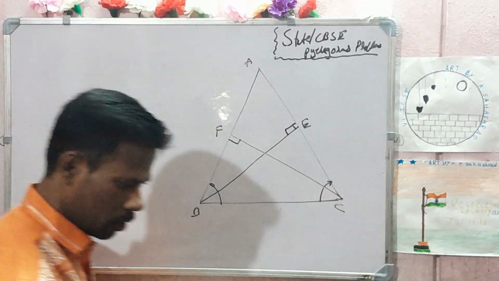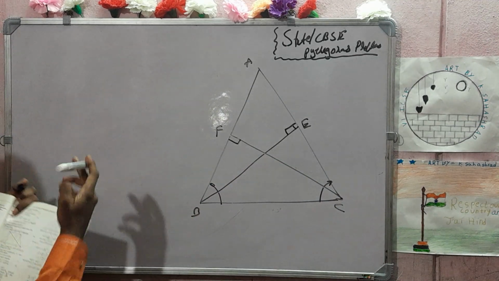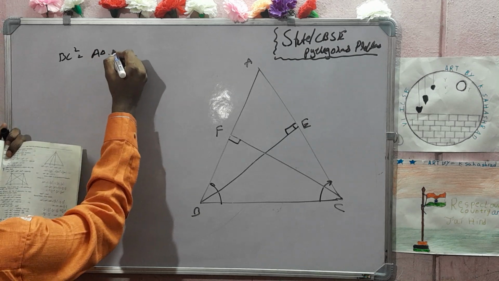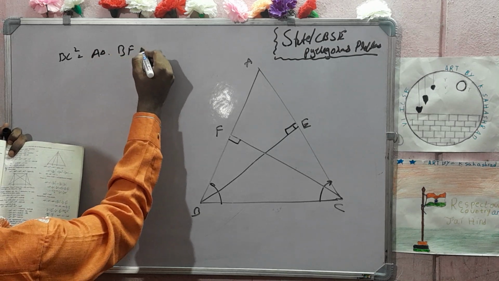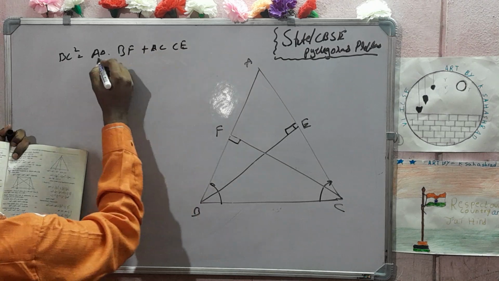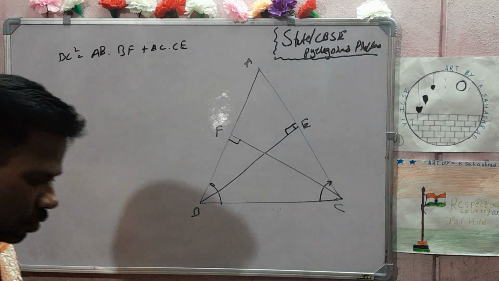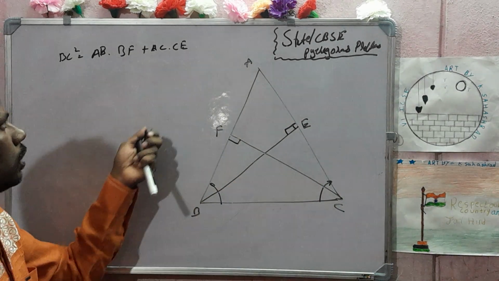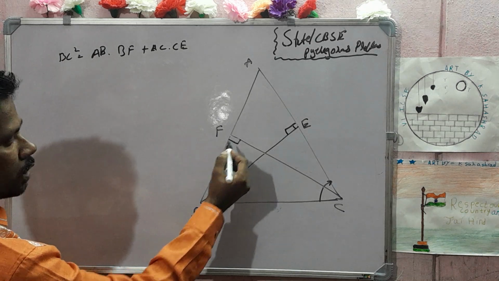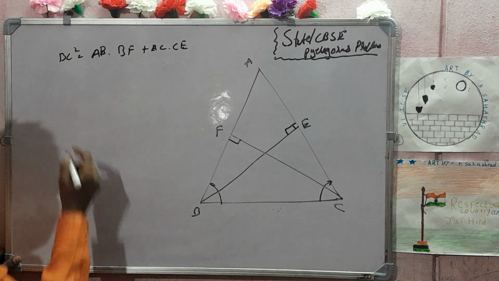What do we have to prove? Prove that BC square is equal to AB into BF plus AC into CE. So already we know by Pythagoras theorem, if the triangle is acute and if this is 90 degrees, so what we have to do? Proof.